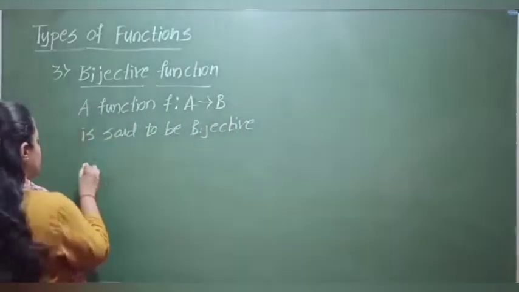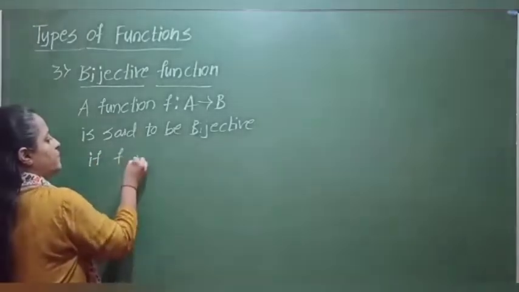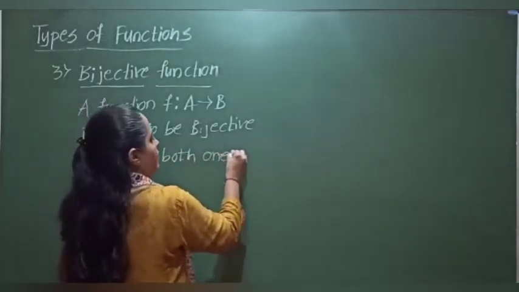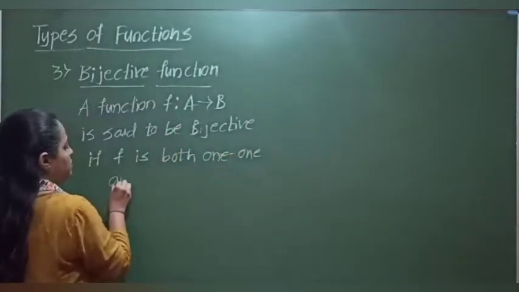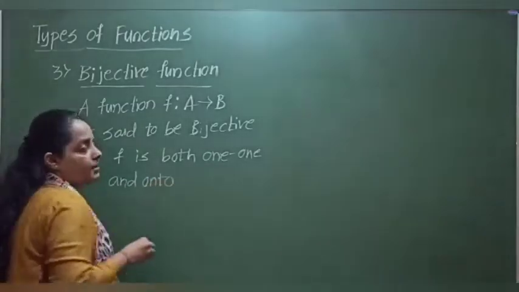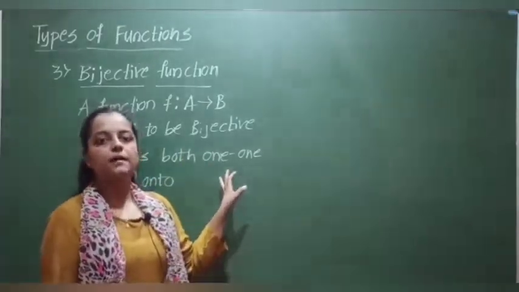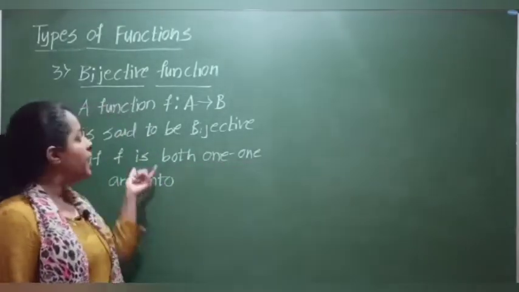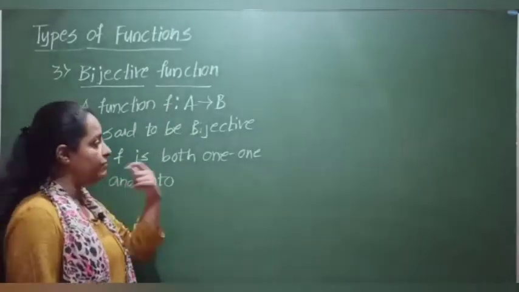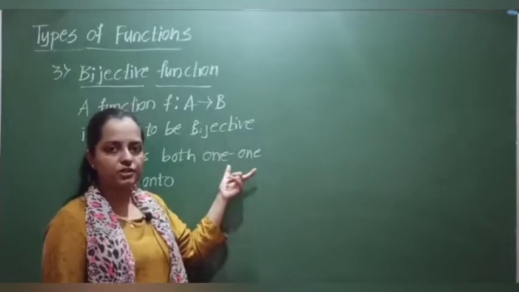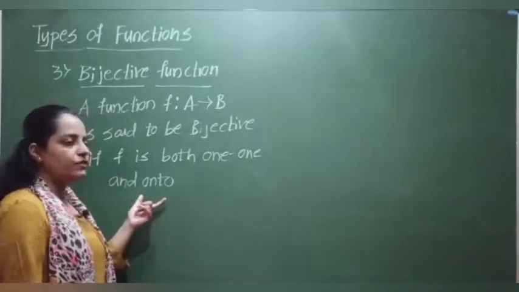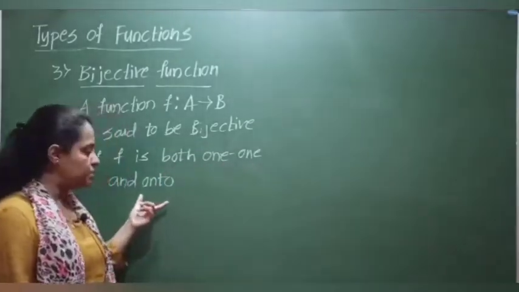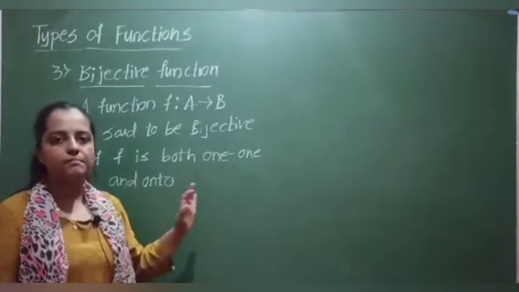If a function is both one-one and onto, then we can call the given function bijective. If the function is both injective and surjective, then we call it a bijective function. Another name for a one-one function is injective function, and an onto function is also called a surjective function. If the function is both injective and surjective, then the function is bijective.